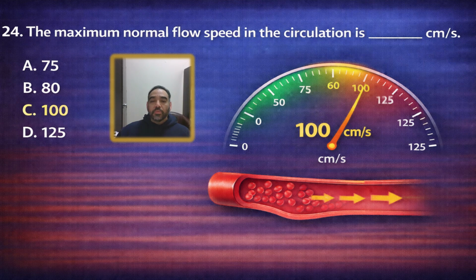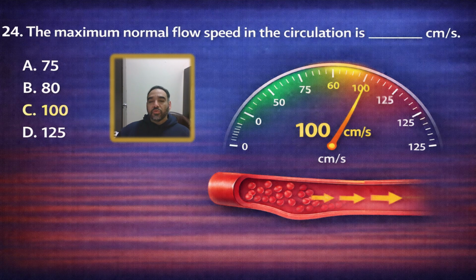The maximum normal flow speed in systemic circulation, typically referring to the aorta or the major arteries, is about 100 centimeters per second, and that's approximately 1 meter per second. So in large arteries like the aorta, peak systolic velocities are commonly in the range from 80 to 120 centimeters per second, around 100 centimeters per second, and that's considered the normal upper value. So 100 cm/s is the best normal choice here.